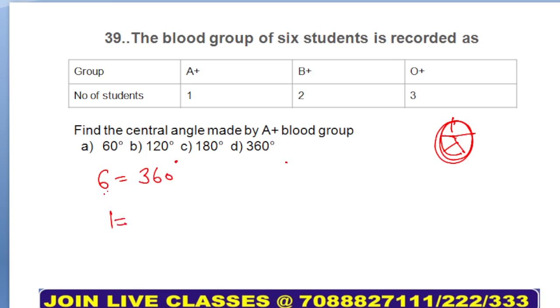1 क्योंकि यहाँ पे total number of students है and total represents 360, so 1 is equals to 60 degree. 1 is equals to 60 degree. और हमें 1 किसका था? A positive में एक ही number है. A positive सिर्फ एक बच्चे का है और एक की value क्या है? 60 degree. So your answer comes out to be 60 degree. ये कौन सा angle form कर रहा है? 60 degree, right?